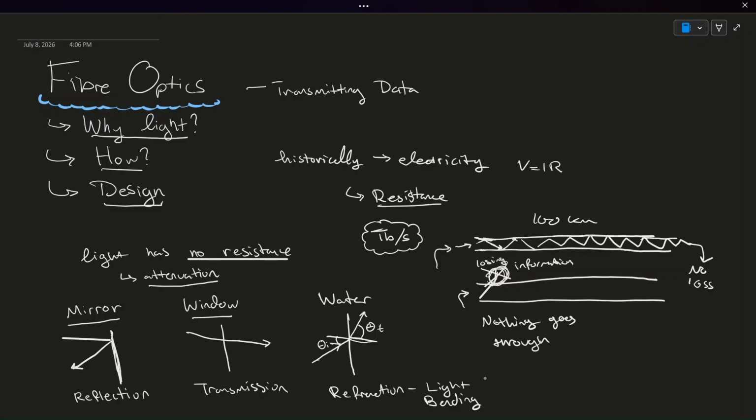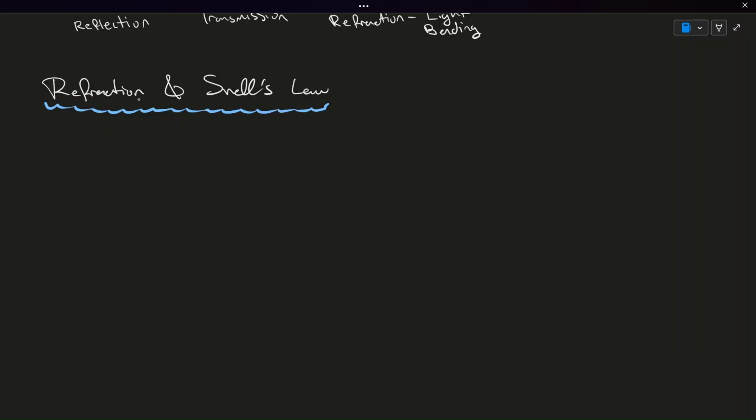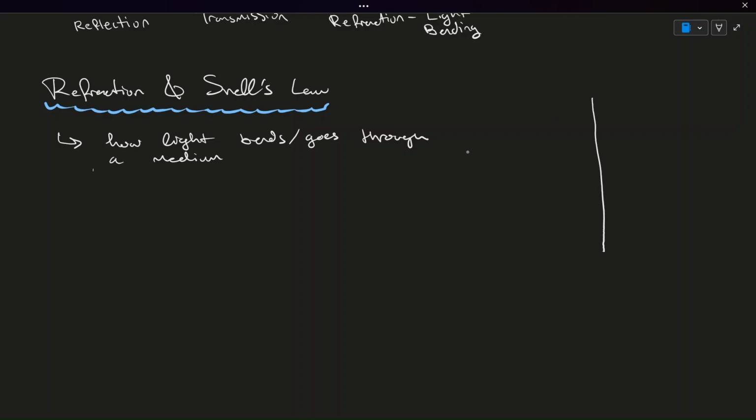So to understand how to do that, we're going to go over Snell's law of refraction. Snell's law of refraction is a very simple law, but it basically tells us how light bends or goes through a medium that it interacts with. So the way we model this is, again, we think of light as a ray. All of this has to do with ray optics. This is a field called ray optics, in which we model light as a ray, so a straight line. And that's important because there are other ways to model it that we'll go over in other videos.